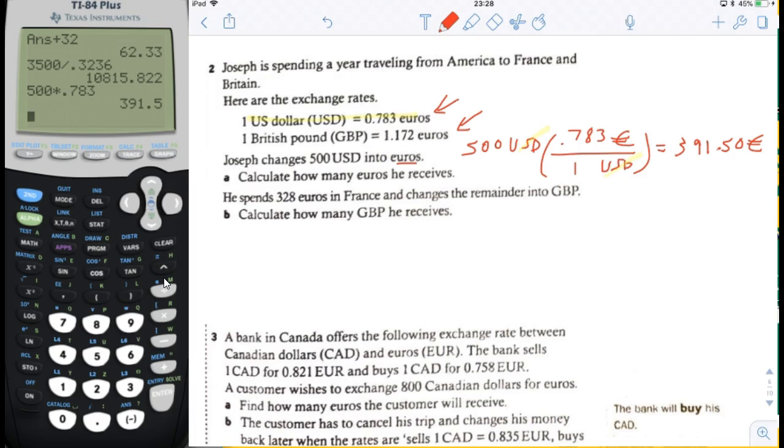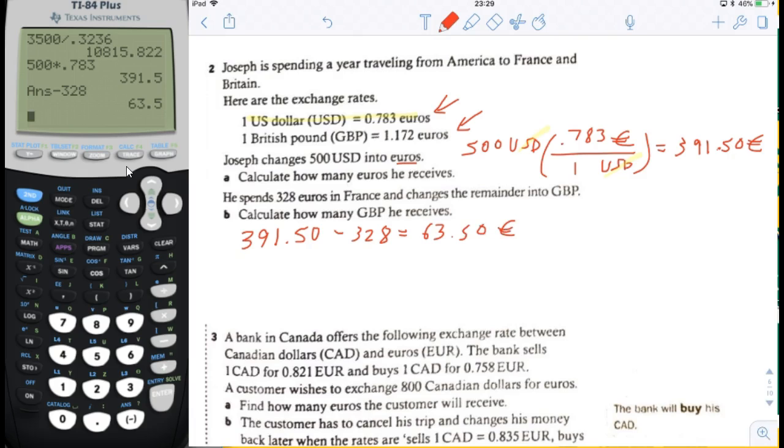Let's see. He spends 328 euros in France and changes the remainder into GBP. A lot of IB problems look like this one. So first I'm going to do 391.50 euros minus 328 euros to see how many euros he has left over after he has all that fun in France. The answer is 63.50. So 63.50 euros.